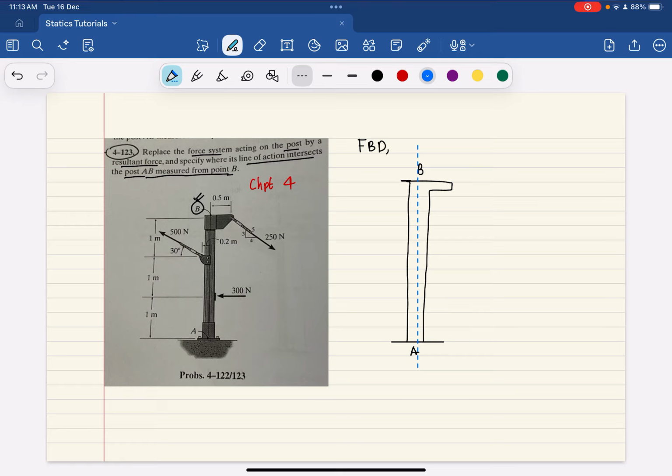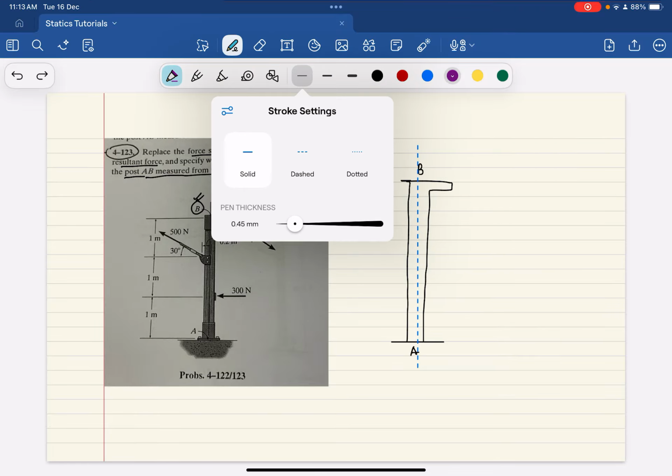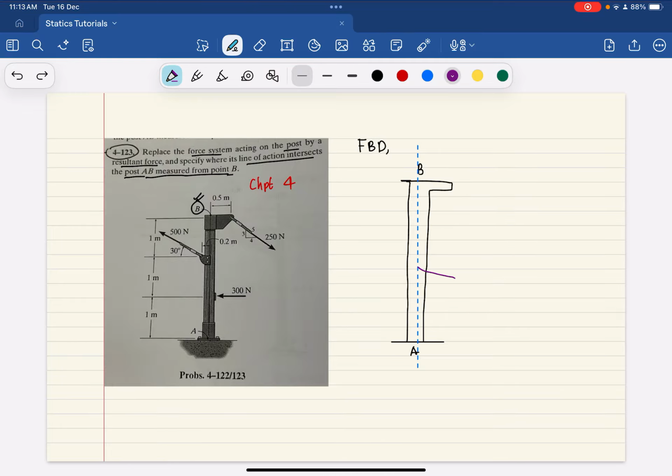Okay, so the question wants us to find this force. Let's just pretend that B is just some arbitrary force. Okay, the question wants us to find the force. Pretend this is force B, and they want to know the distance from point B itself, actually. So they want to know this distance. That is what the question is asking us to do.